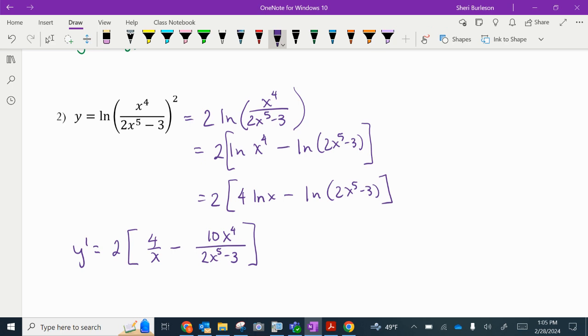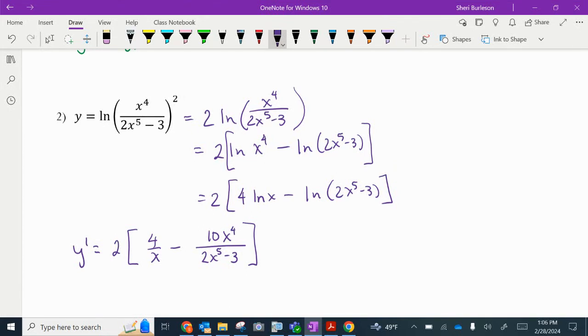Could I do work to simplify this? Actually, I would argue that that's not necessarily simplified, right? Do I need to do any more work to combine these or anything like that? Is that the derivative? That's the derivative. How many of you got that one right? Logarithmic differentiation. I like it, because that process is pretty straightforward. Do you agree? Any questions?